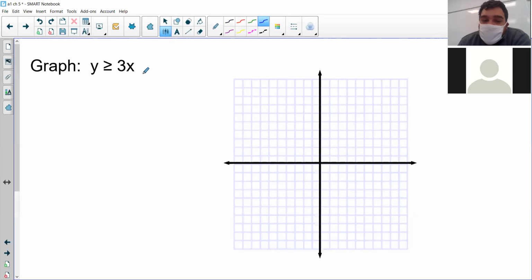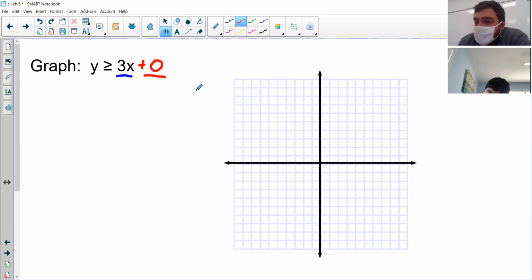The strange thing though, I'm going to use y on the right. So I have no y-intercept. If I don't see any number here, it's a 0. So y equals 0, that means my y-intercept is at y equals 0, which is here at the origin. My slope being a whole number 3 is the same thing as 3 over 1.